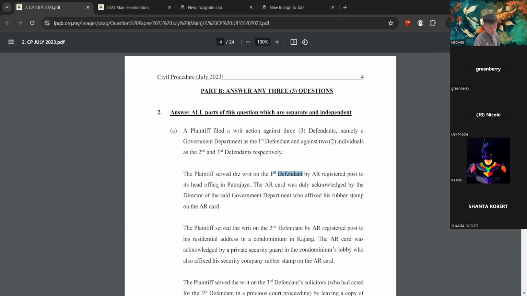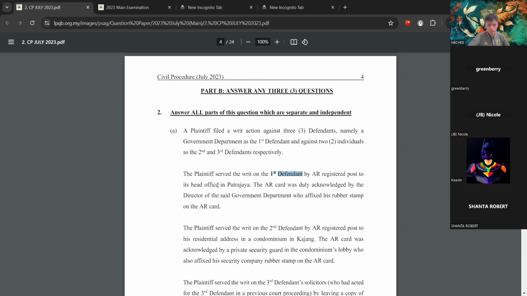So if we look at Order 73, Rule 3, because this one is what government department? You may look into Order 73, Rule 3, Sub 2A. It must be served to the Attorney General or other officer designated in that behalf.